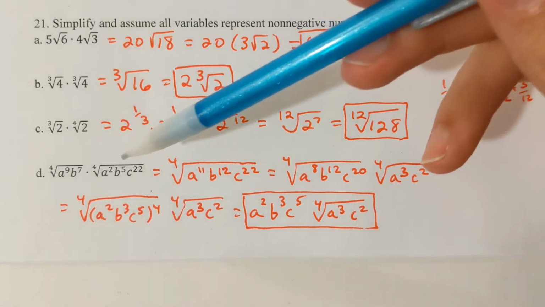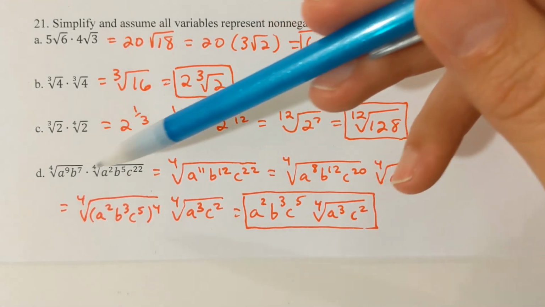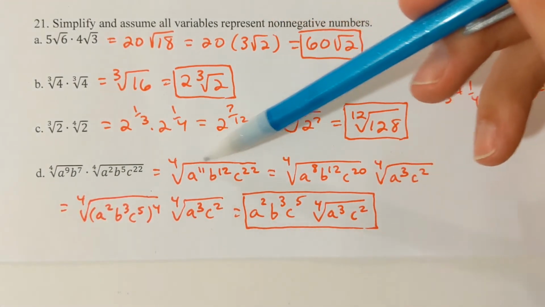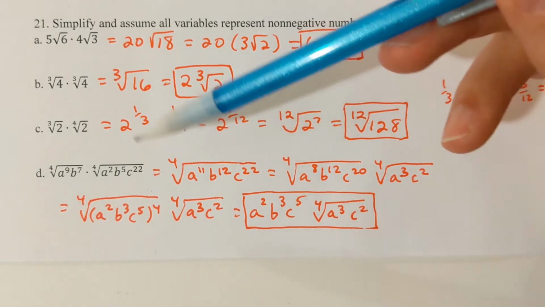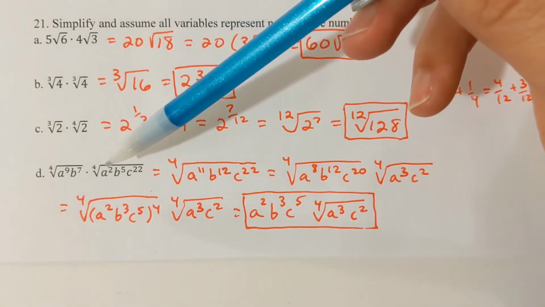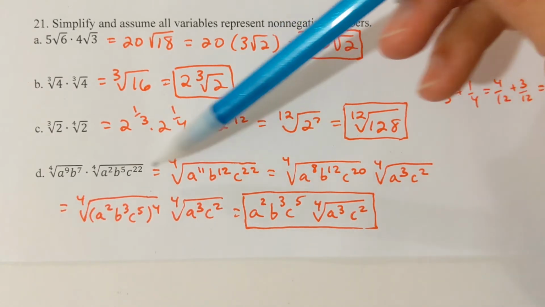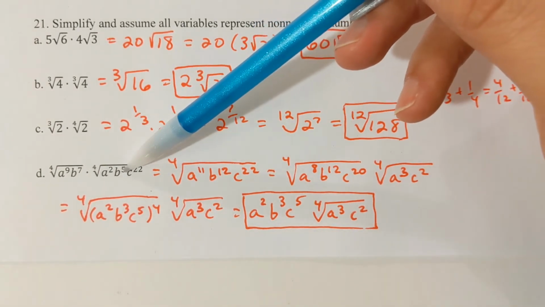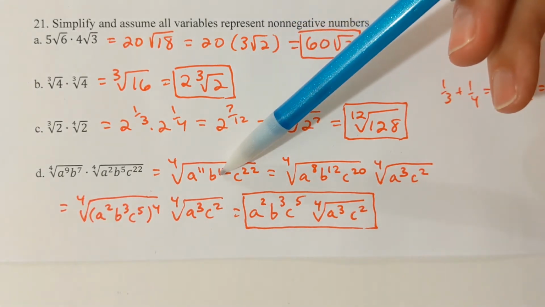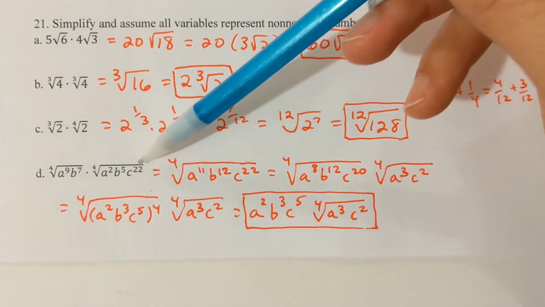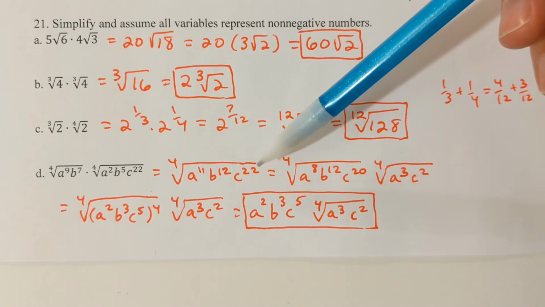Part D, okay, we're multiplying again. Now here I've got the same index, right? So I can get a single radical by multiplying the inner terms. A to the 9th times A squared, keep the base and add the powers, that'd be A to the 11th. B to the 7th times B to the 5th is B to the 12th. And then I've got C to the 22nd there.